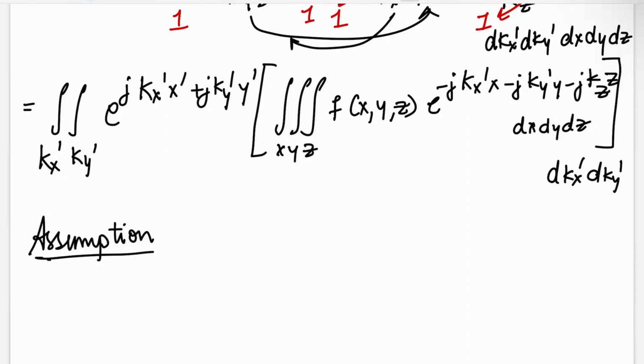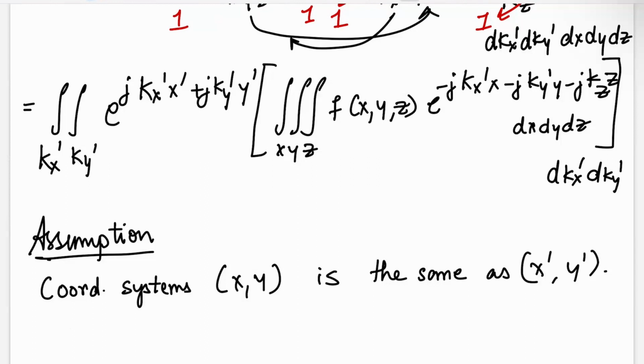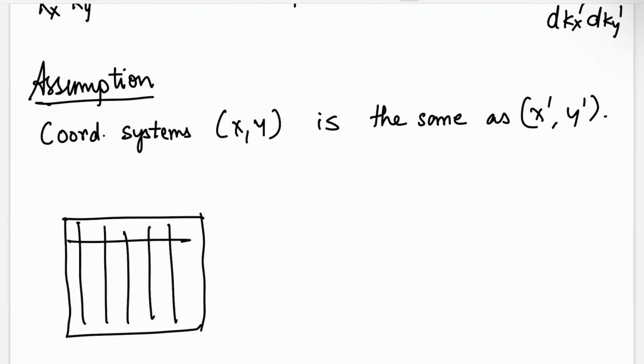So we assume that coordinate system x comma y is the same as x prime, y prime. So what does that mean? That means that if I take my data over some grid, then the image would also form in exactly the same grid in x and y. Of course, the z will be different. You can change the z. You can form the image in different locations in z, but in x and y, it's the same.